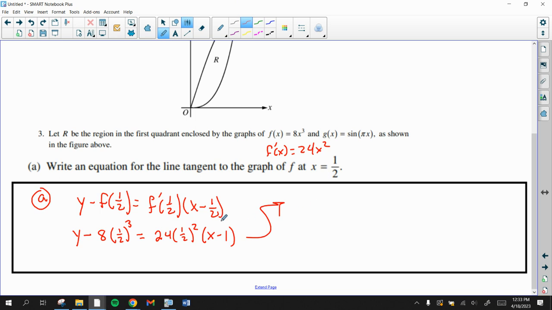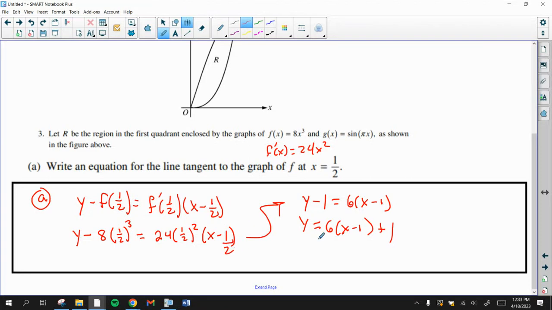You don't have to simplify. I would bring this 8 times 1/2 to the third over to the other side. You don't have to simplify it. It looks like it's pretty easy, so let's just quickly do that. That'd be y minus 8 times 1/8 equals 24 times 1/4. Again, you don't have to do this. But there's my final answer.